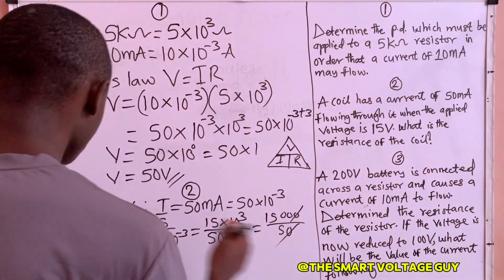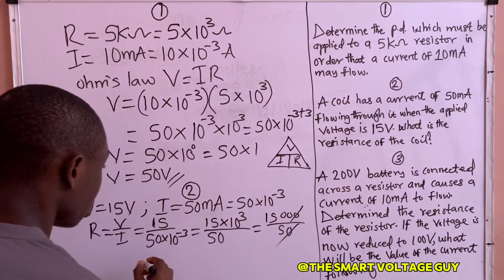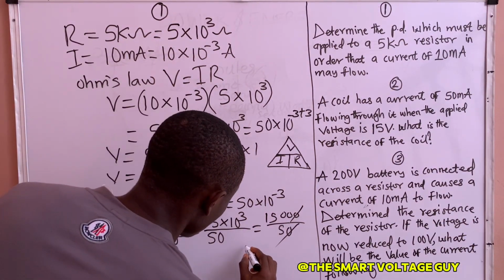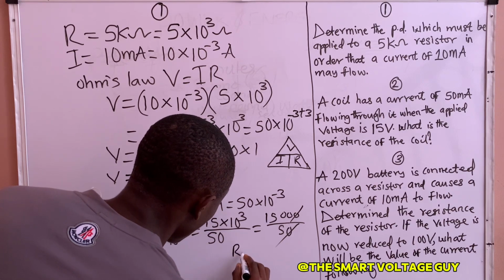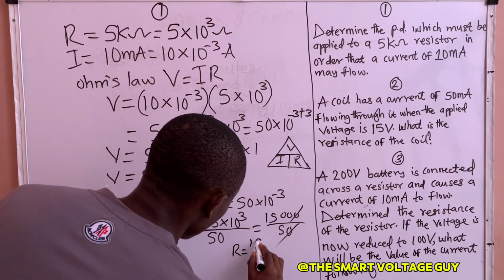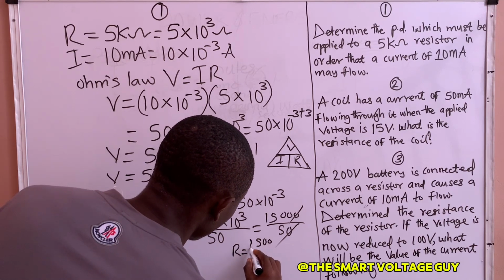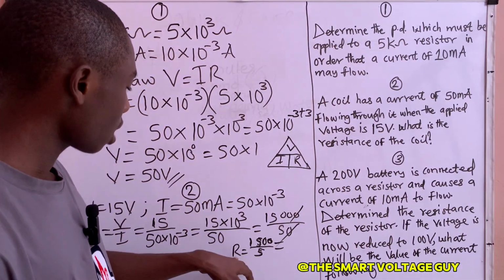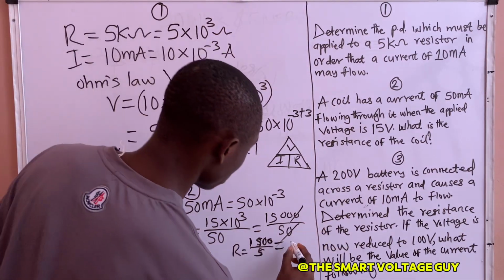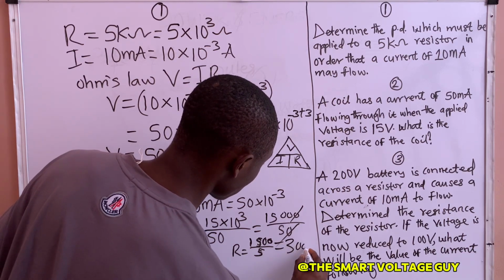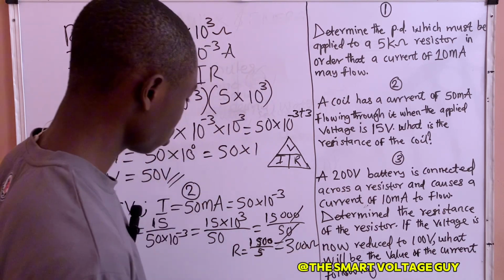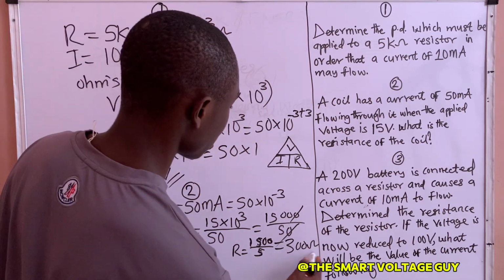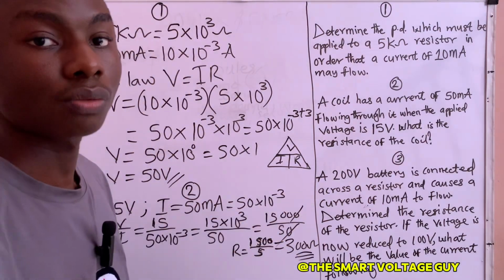We will be left with R, so that R will be equal to 1500 over 5, so the value of resistance R will be equal to 300 ohms. So that is the answer for the resistance of the coil.